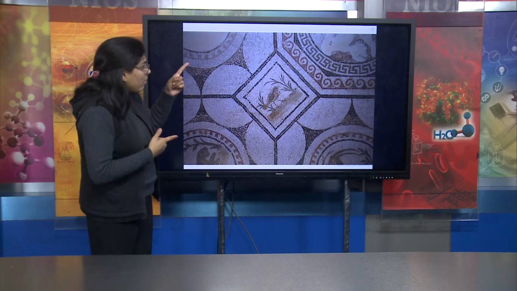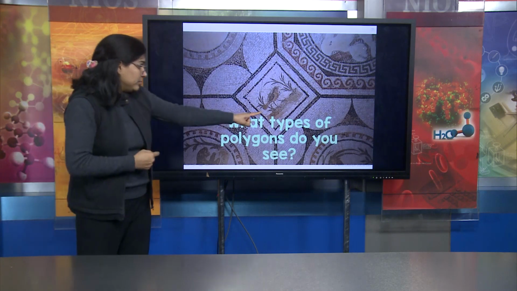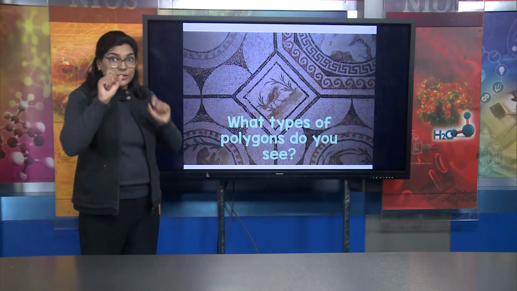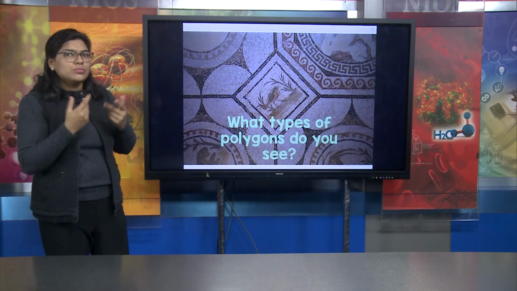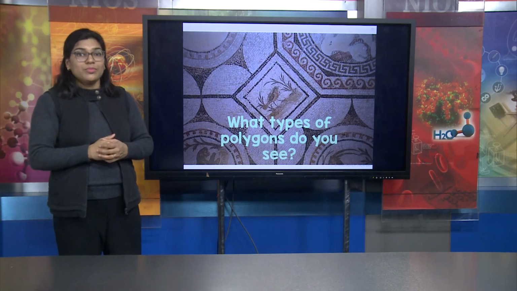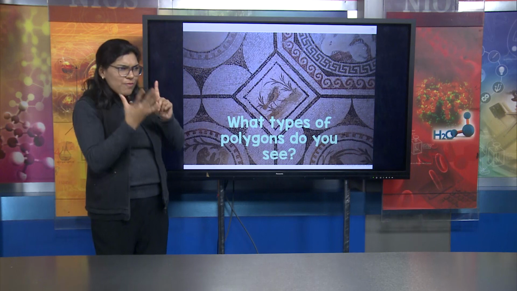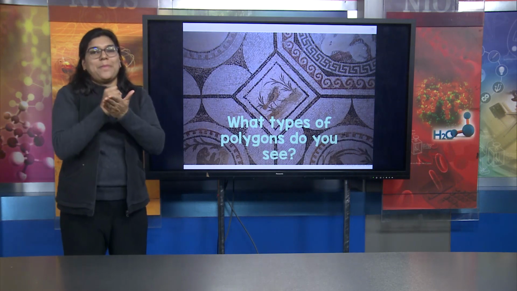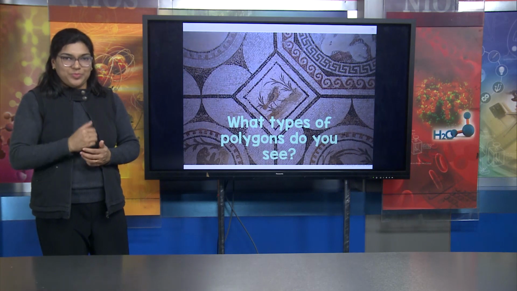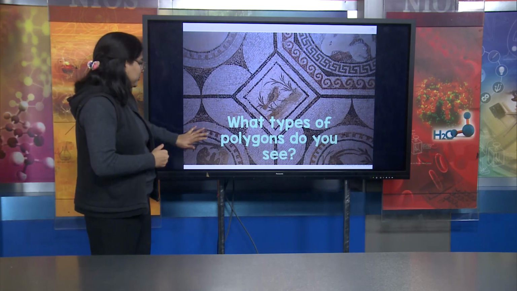Now this is another image which you can see. You have to look closely. I am not going to answer you. You yourself have to find the image and the name of the polygon. See, this says, what type of polygon do you see? You yourself have to practice yourself. Let us move further.